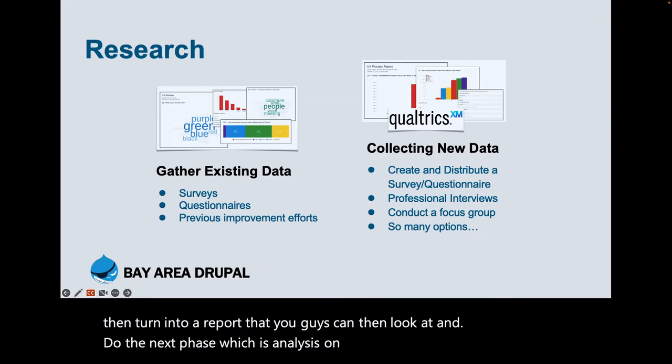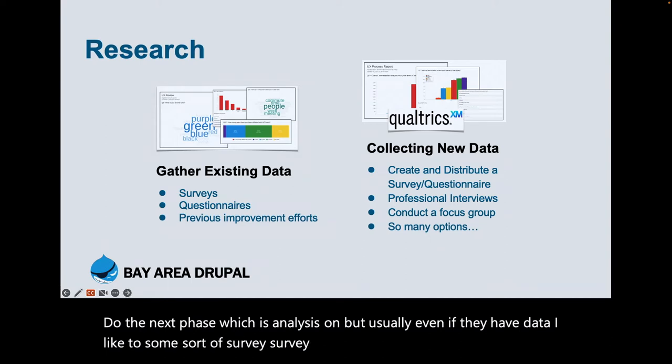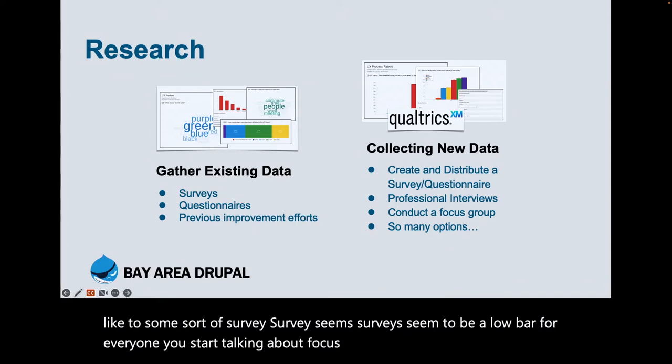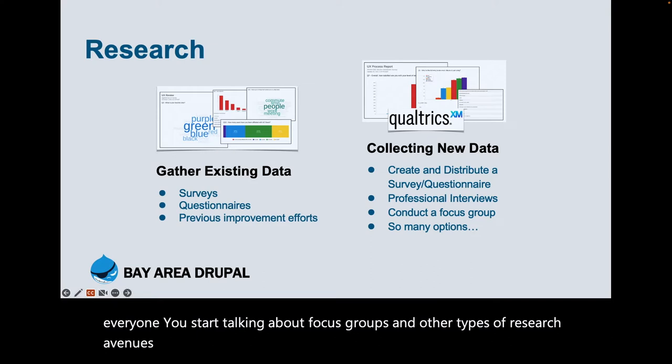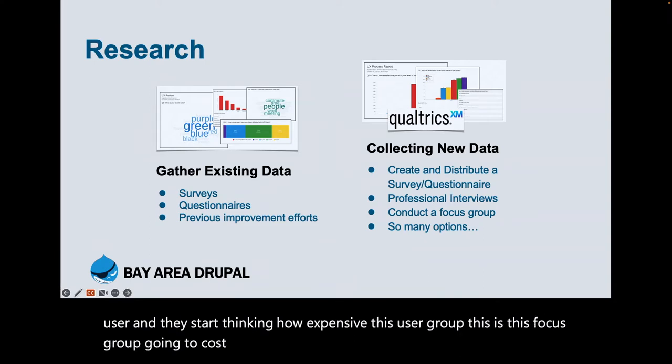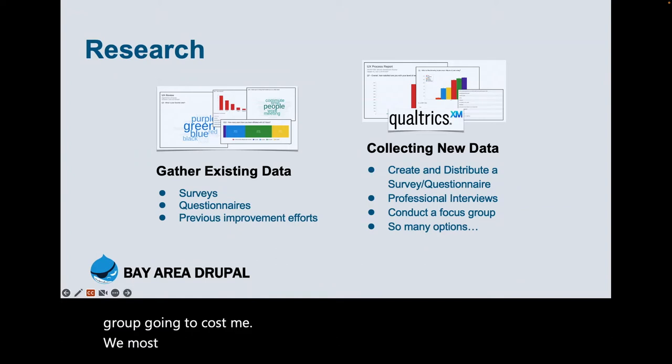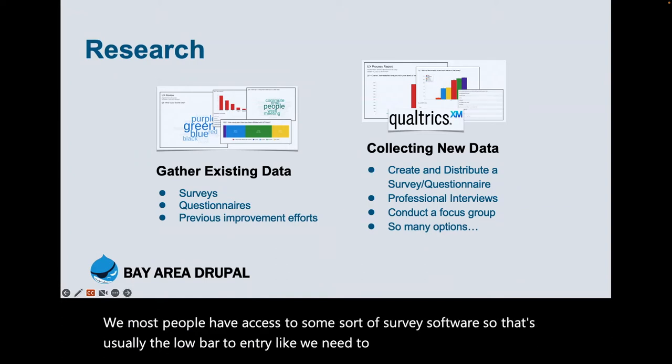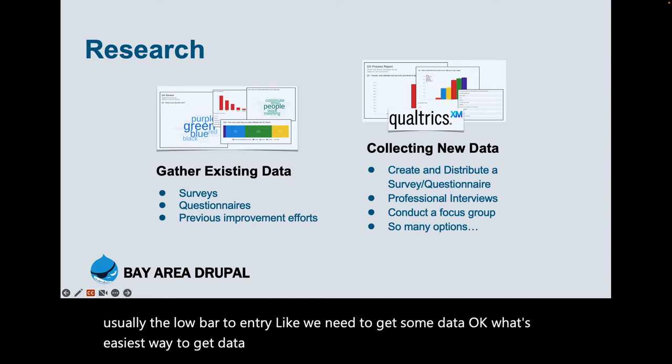But usually, even if they have data, I like to do some sort of survey. Surveys seem to be a low bar for everyone. You start talking about focus groups and other types of research avenues for user experience stuff, and sometimes you can overwhelm the user, and they start thinking, how expensive is this focus group going to cost me? Most people have access to some sort of survey software, so that's usually the low bar to entry. Like, we need to get some data. Okay, what's the easiest way to get data? Let's build a survey. And so a survey seems to be a good way to go. I like it. That's what we're doing right now.